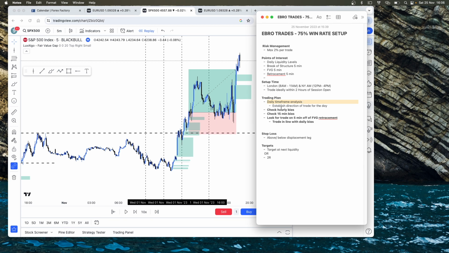Daily time frame, switch to the hourly and the 15 minute. Make sure everything adds up, and then look for fair value gap retracements on the 5 minute.